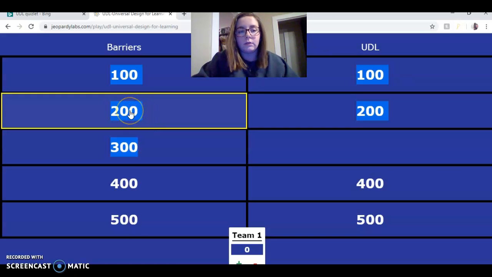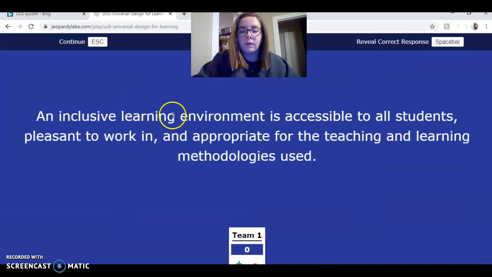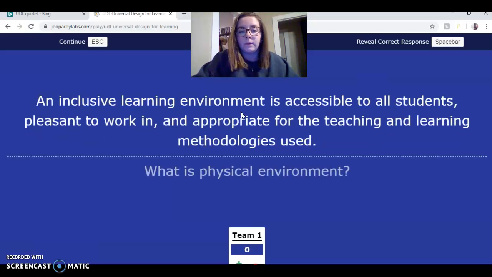And then somebody would say barriers for 200. An inclusive learning environment is accessible to all students, pleasant to work in, and is appropriate for the teaching and learning method used, which is physical environment.